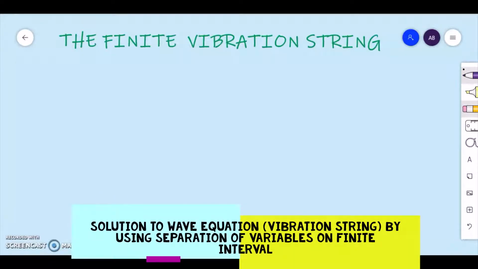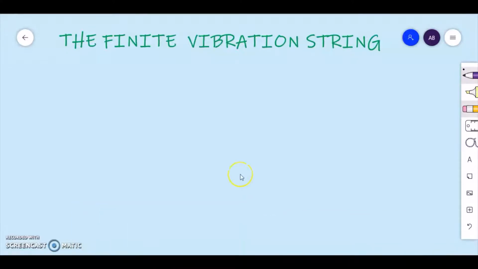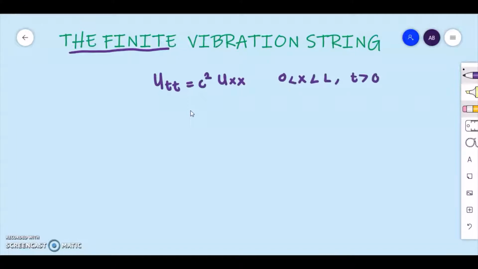Hello! Today we are gonna look at how to solve the finite vibration string. The vibration string equation is given by this hyperbolic type, such that the second derivative in time equals c squared u_xx. Because we are looking at a finite interval, x is considered from 0 to L and t greater than 0.